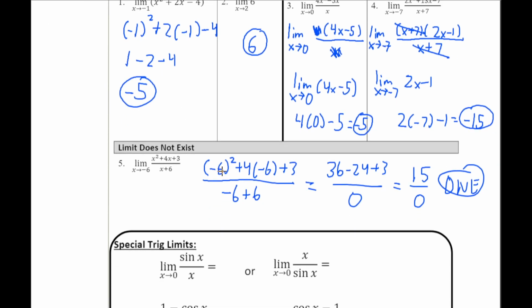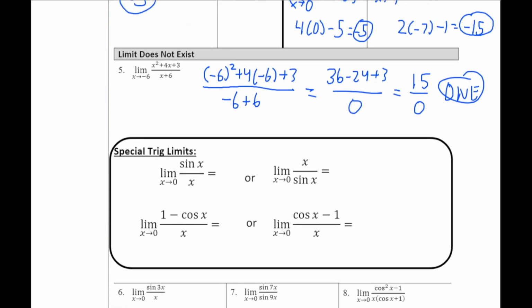So here are some special trig limits that you're going to have to just memorize for now. We will learn some tricks on how to calculate these later on, but for now, just write these down in the notes. Any limit in the format of sine x over x as x approaches 0 is equal to 1, positive 1, and limit as x approaches 0 of x over sine x, that's 1 as well. And the limit as x approaches 0 of 1 minus cosine x over x is 0, and this one here is 0 as well.